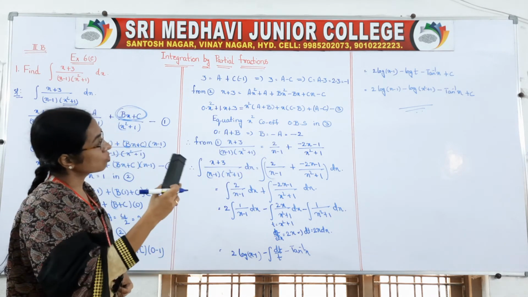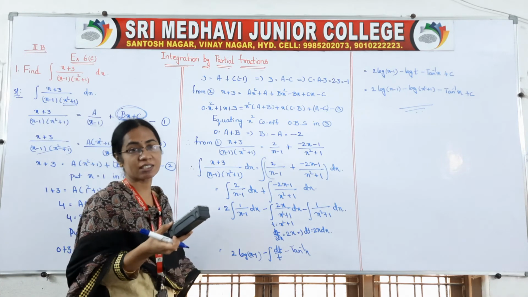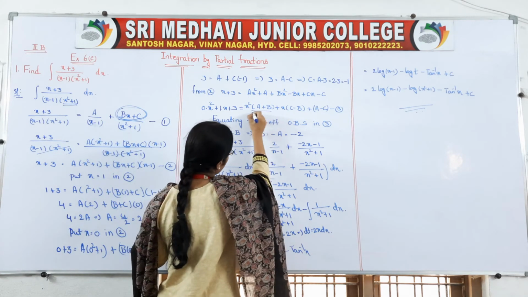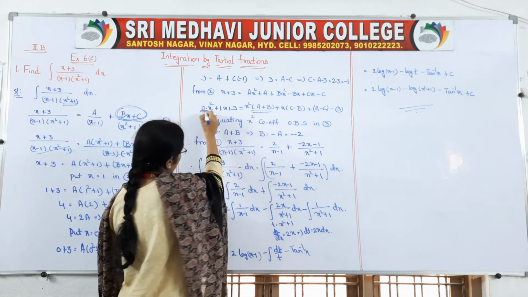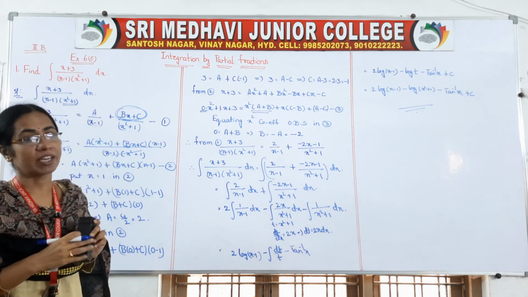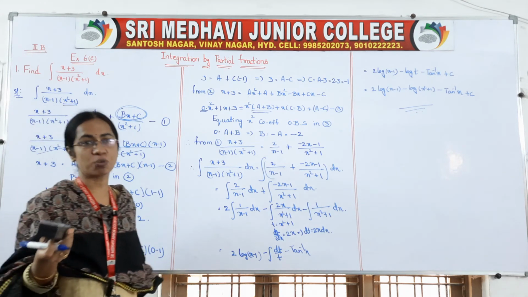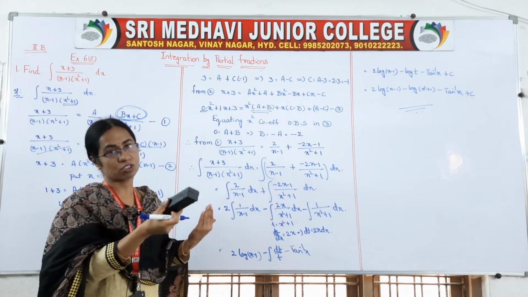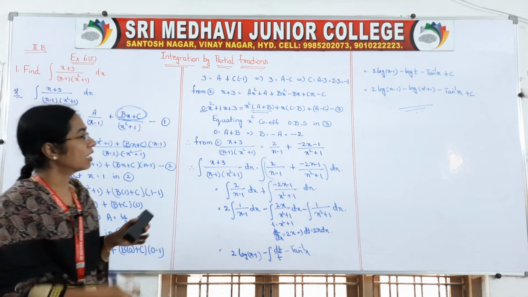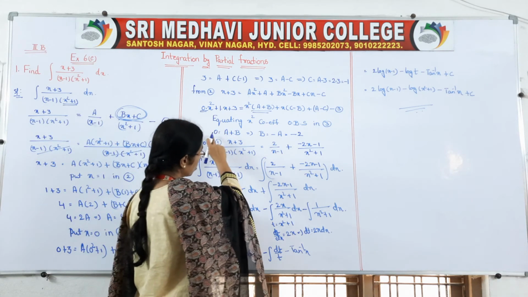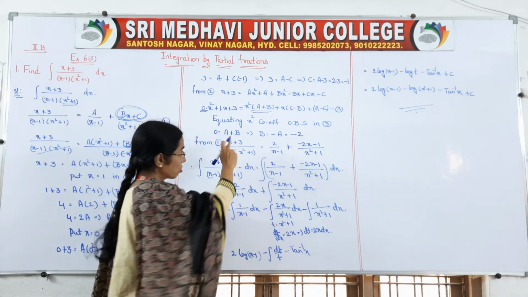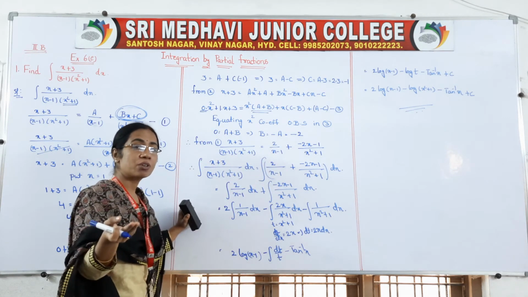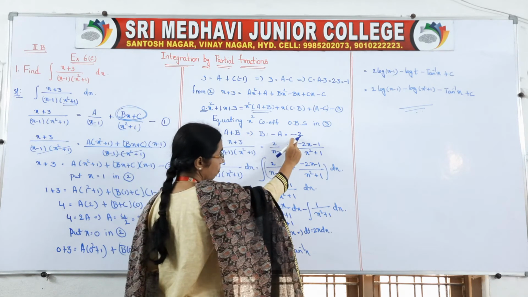Now equating the x square coefficient on both sides. Your x square coefficient is a plus b. Here your x square coefficient is 0. Actually we want only one value, the b value. That's why we equated only one coefficient, the x square coefficient, on both sides. So a plus b is equal to 0. We want the b value, so sending a to that side, b is equal to minus a. Already we got the a value as 2, so b is equal to minus 2.